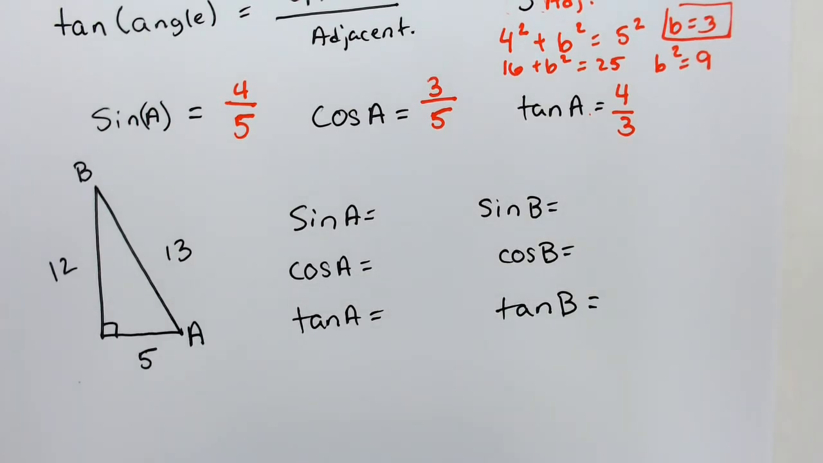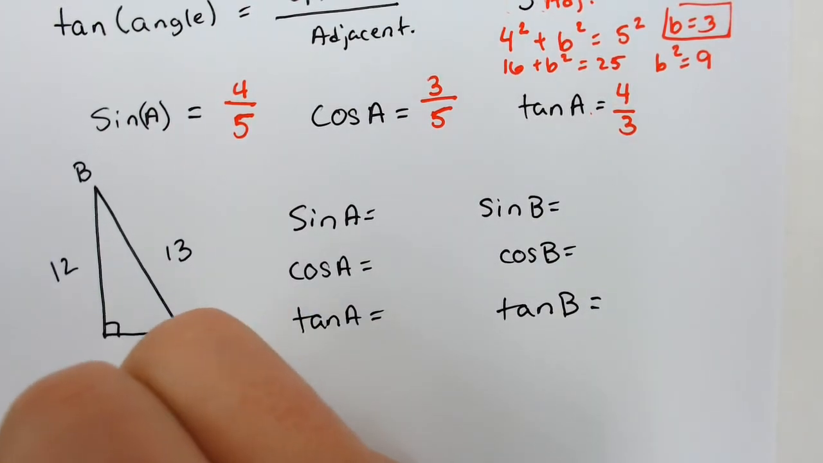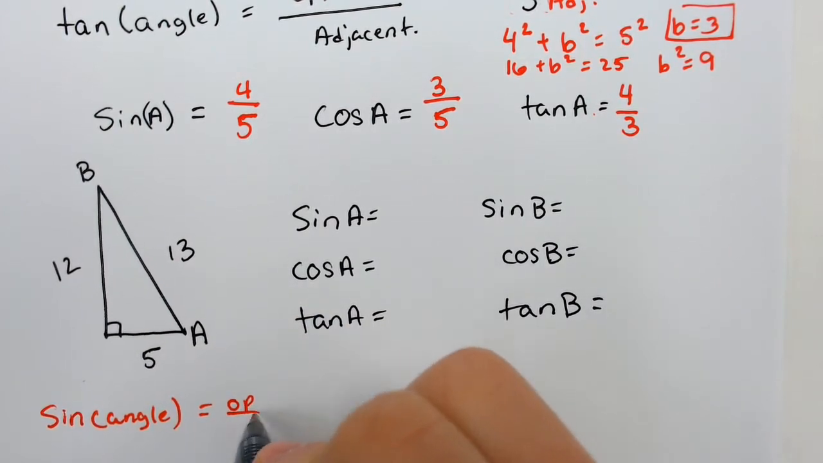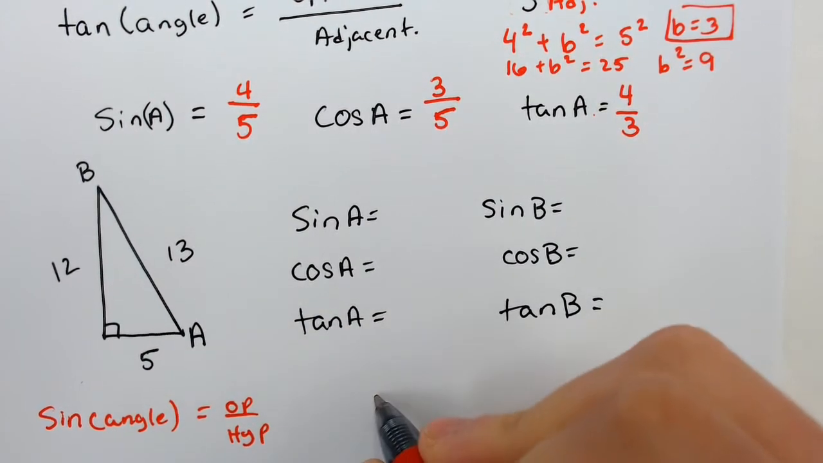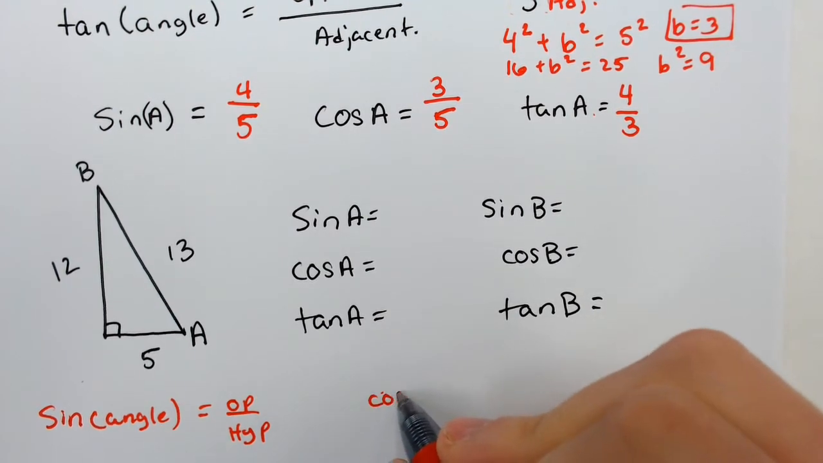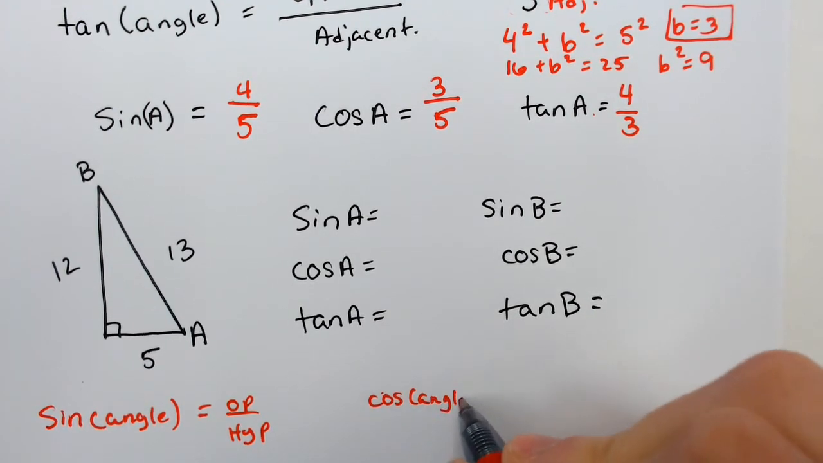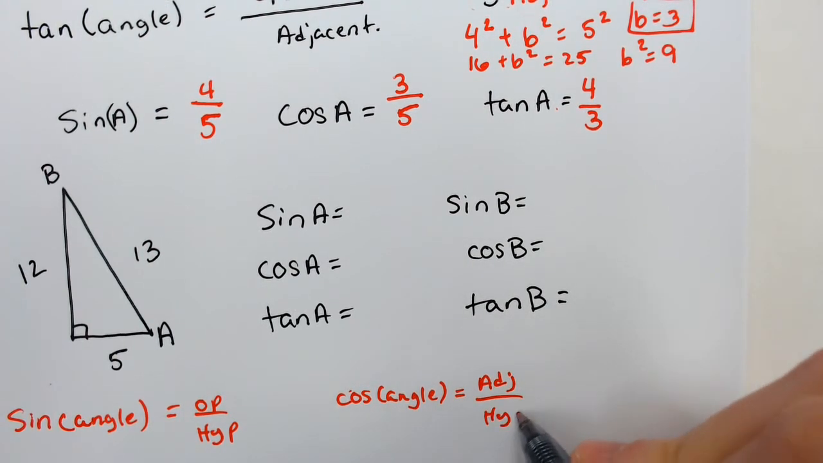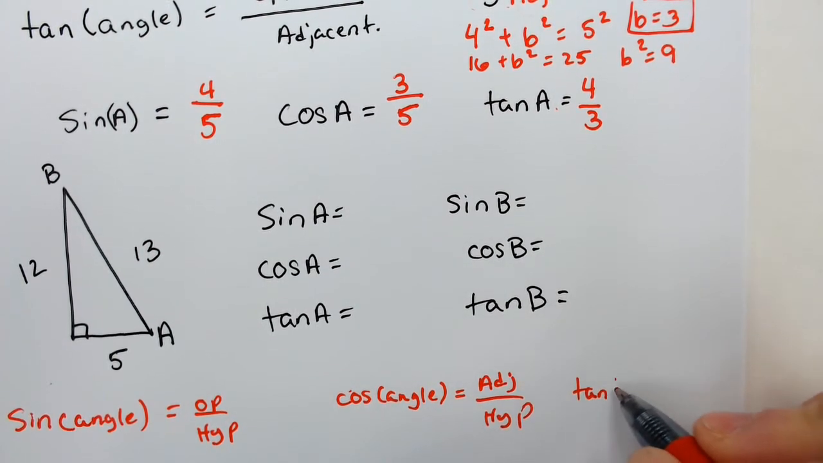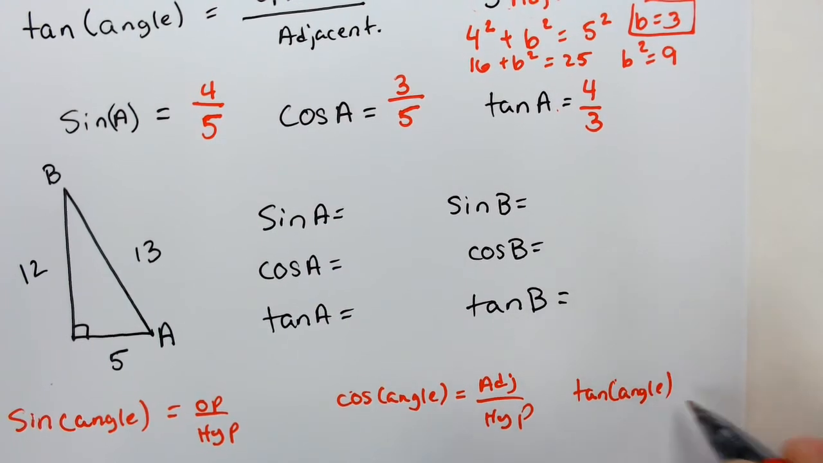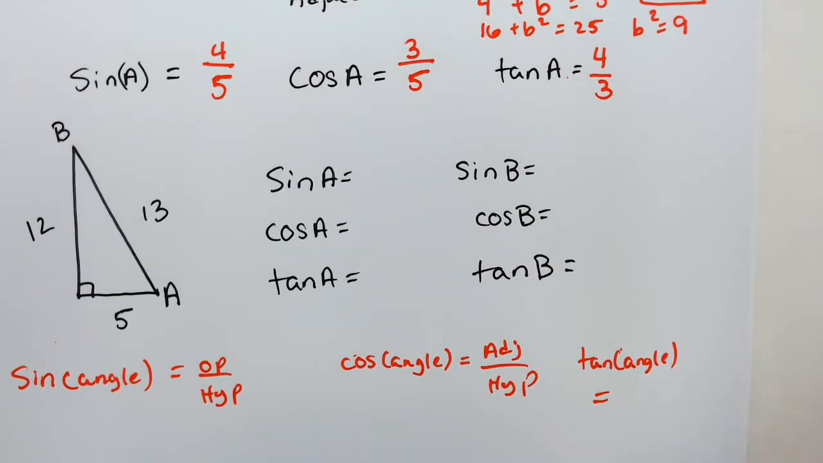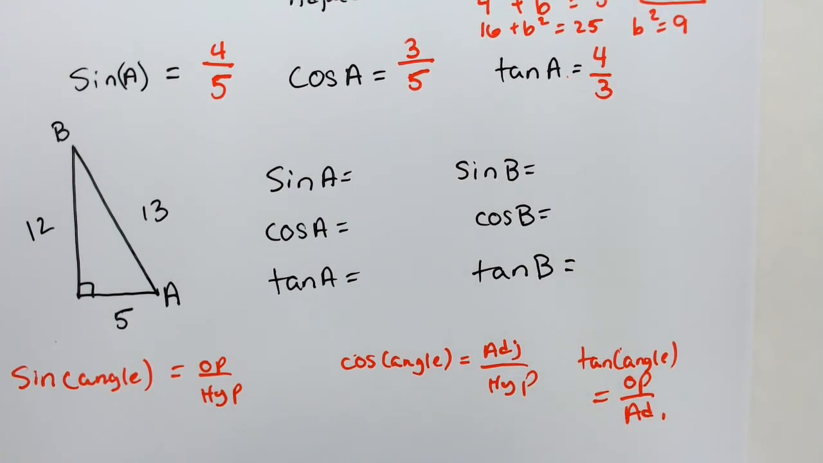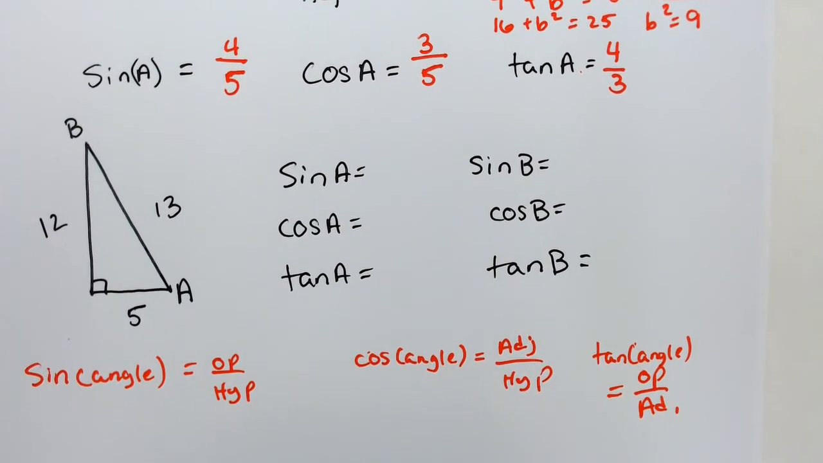All right, so I'm going to rewrite the sine of an angle part equals opposite over hypotenuse. I'm going to rewrite the cosine of the angle part is equal to adjacent over hypotenuse. And I'm going to rewrite the tan of the angle equals, out of room, opposite over adjacent. All right, so that's something that we could just use to reference.